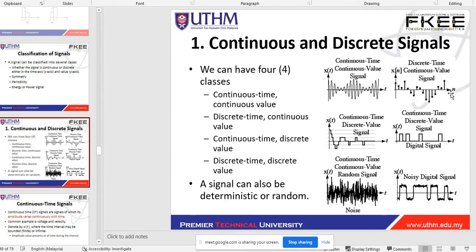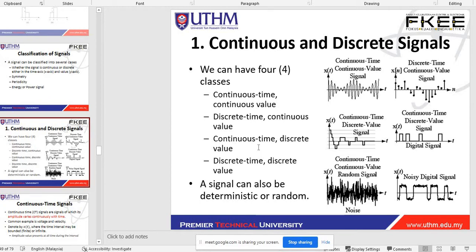If you notice, for discrete time we use n instead of t. And for the continuous value on the y-axis, each sample still has a different value, so it's a continuous value signal.